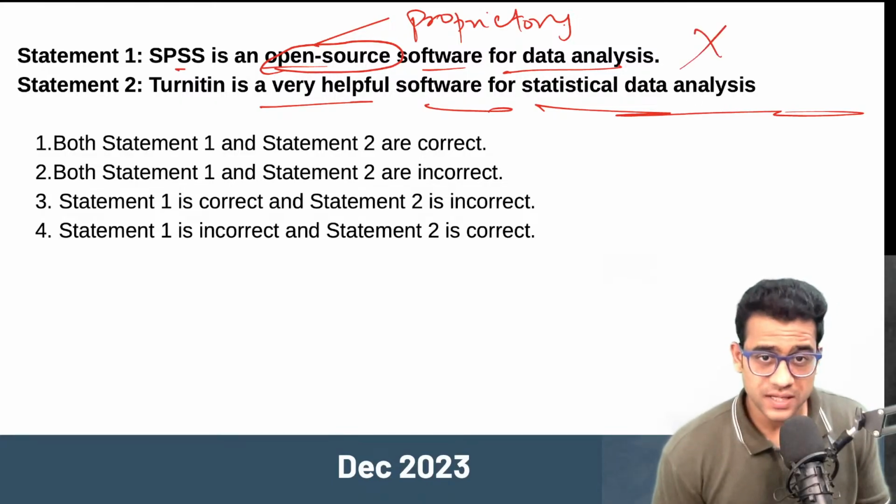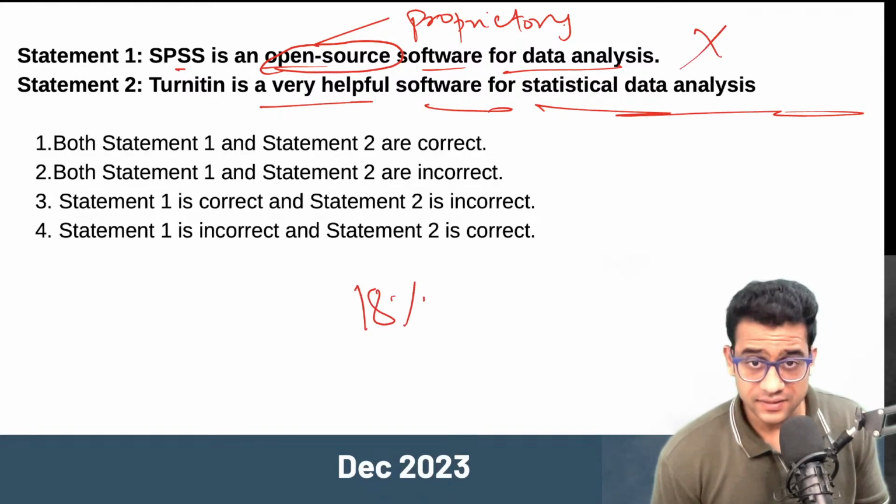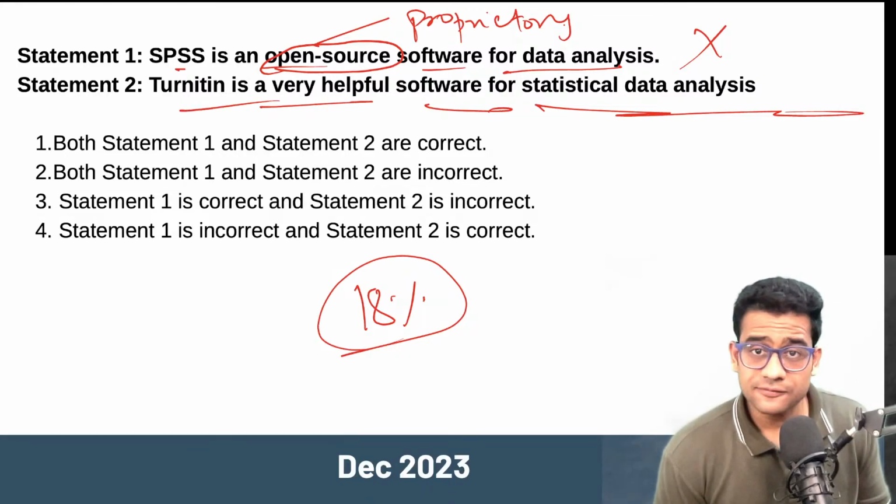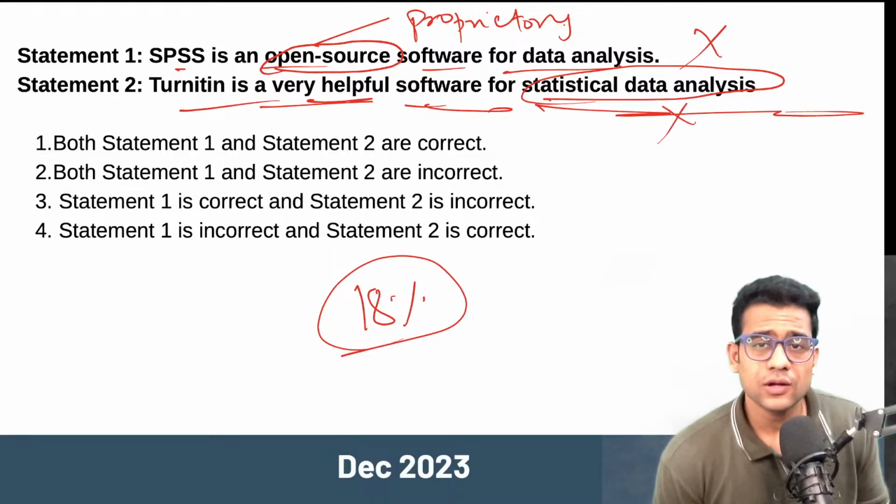और मैंने इसको ग्रुप पे भेजा था. Only 18% people gave right answer. Turnitin is a very helpful software for statistical data analysis. It is also wrong. Turnitin is a very helpful software for plagiarism check.